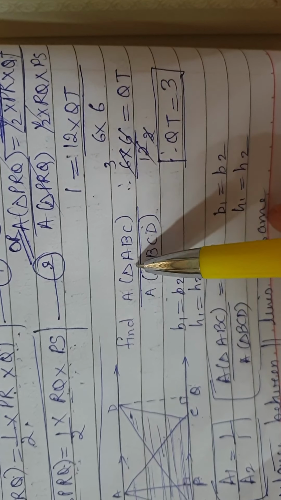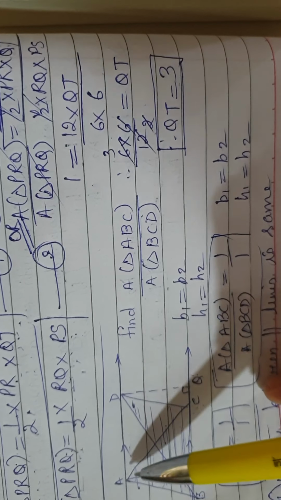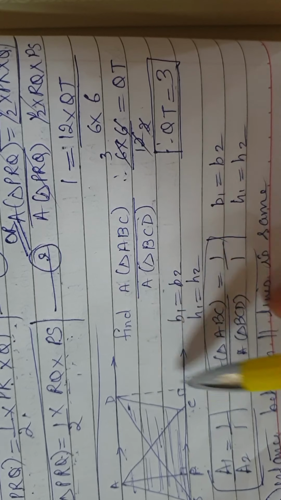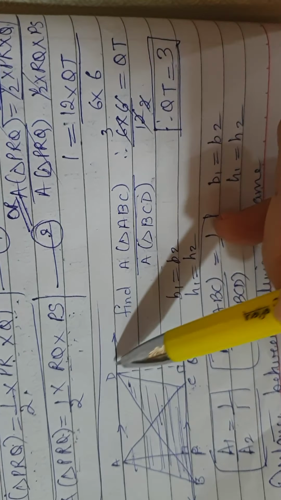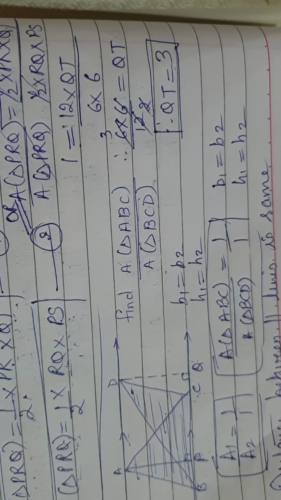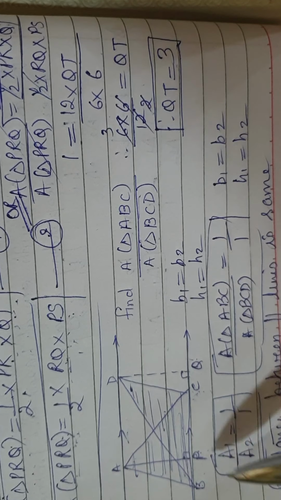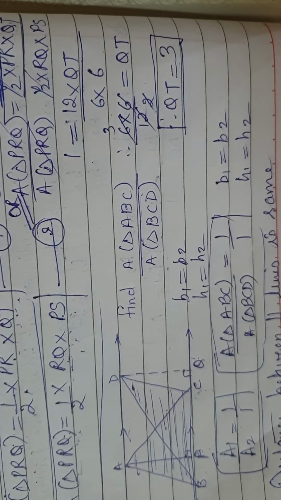They have asked me what is area triangle ABC. Move your hands, where BC is the base, AP is the height. Upon BCD, where the base is BC and the height, again consider AP only. It's DQ, but it is AP because it's the distance between the parallel lines. So here the bases are same. Which are the bases? BC. Which are the heights? AP and DQ.